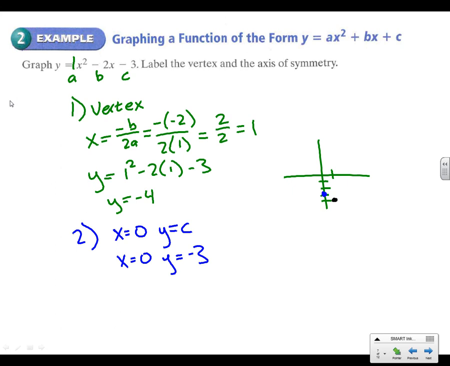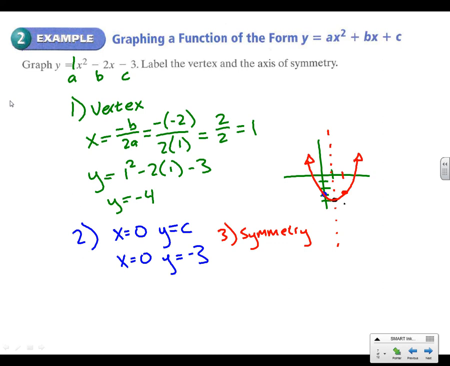Okay? And then last point, we use symmetry. Here's our vertex. So there's our line of symmetry. So the blue point is 1 to the left, sorry. So we need to go 1 to the right, same height, and we'll have our 3 points. Nice curve. Okay? It does say in the problem to label the vertex, so let's do that.